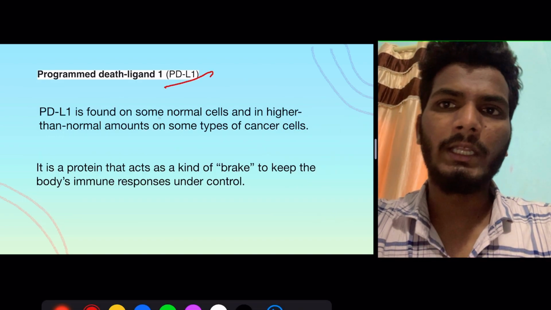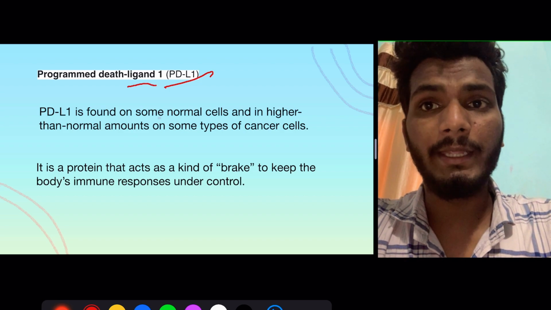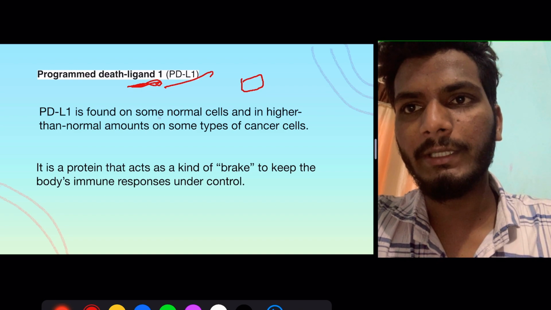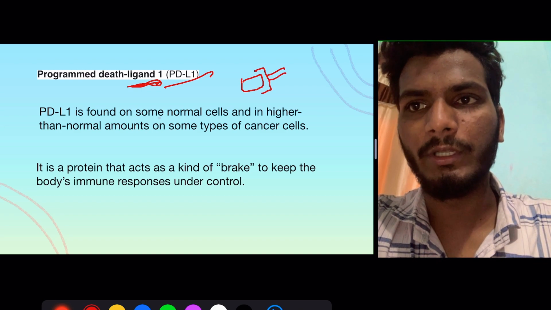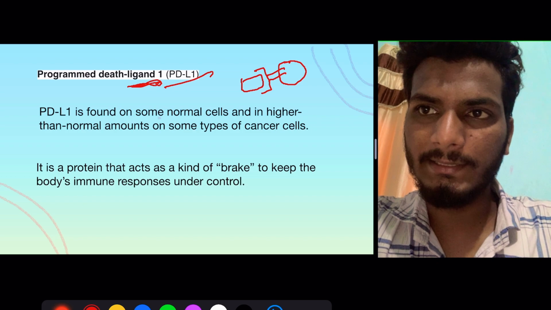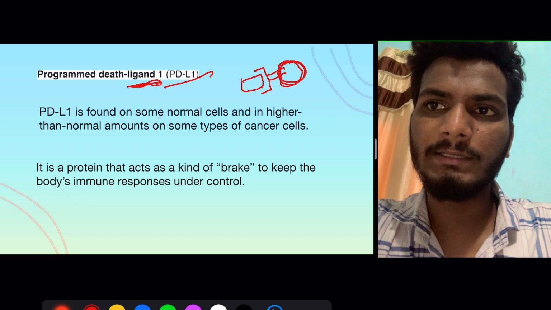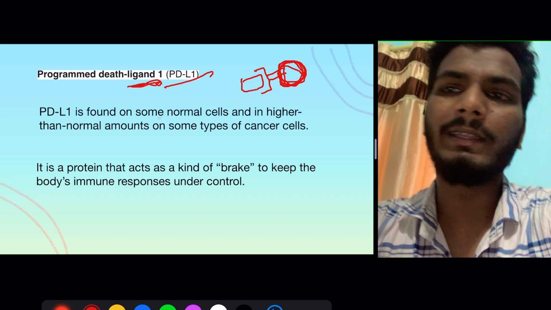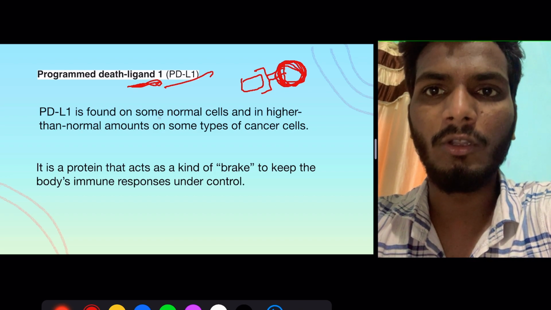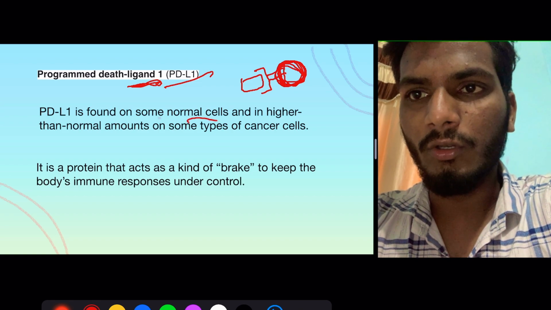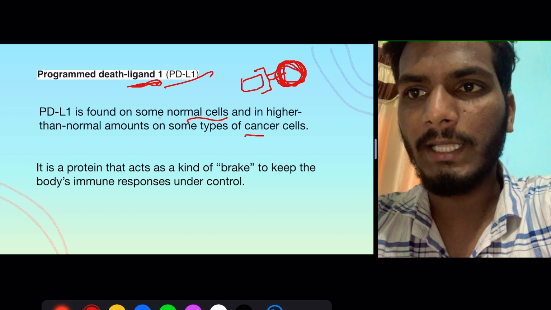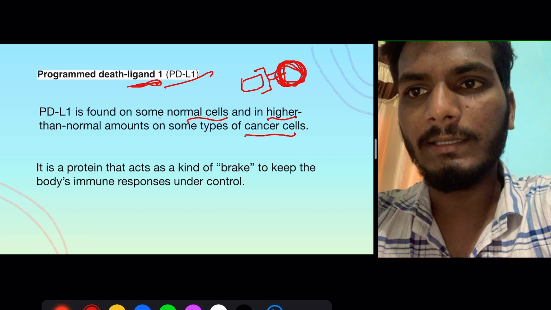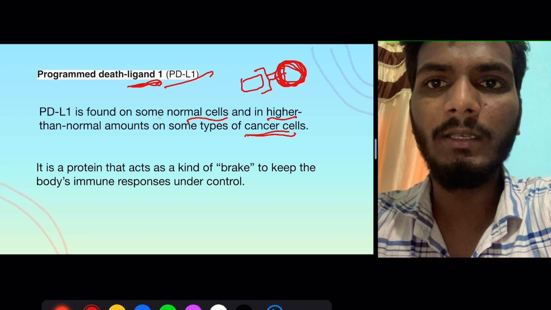PD-L1. PD stands for programmed death and ligand 1. So this is a receptor. PD1 is a protein and PD-L1 is a receptor for that protein. So this ligand is found on our normal cells and some abnormal cells such as cancer cells. Not foreign, but cancer cells, not normal. So it is found on normal cells and cancer cells. The amount of this ligand is higher in cancer cells and lower in normal cells.